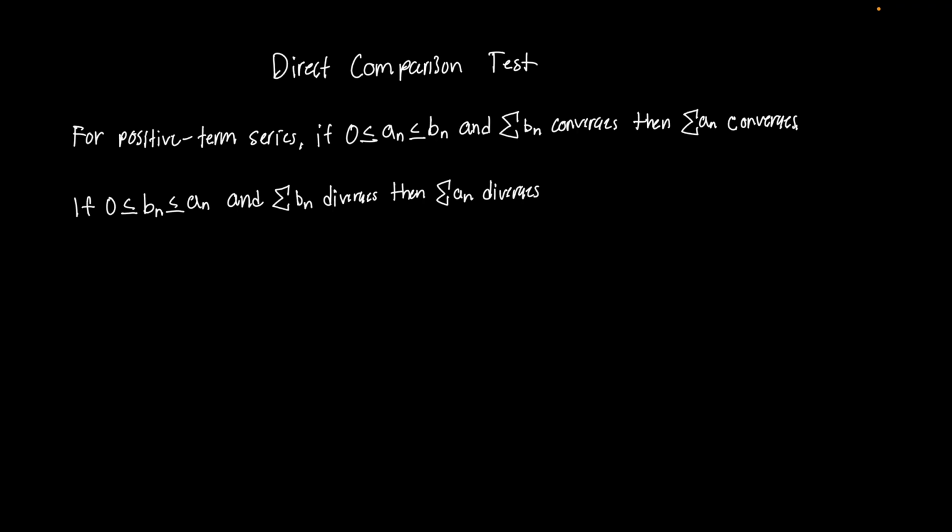Then we have the direct comparison test, which for positive term series says, if 0 is less than a sub n less than b sub n, and b sub n converges, then a sub n converges. So if the bigger series converges, the smaller series will also converge. Then if 0 is less than b sub n, which is less than or equal to a sub n, and your smaller series diverges, then the bigger series will also diverge.